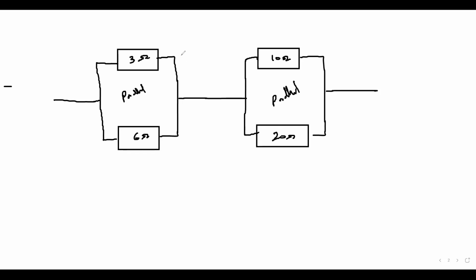When we find the combination of these two, it will be the total as one. So when we work out the combined resistance of these two, it will be product divided by sum. So 3 into 6 divided by 3 plus 6. 3 into 6 is 18, 3 plus 6 is 9. So that equals 2 ohm.